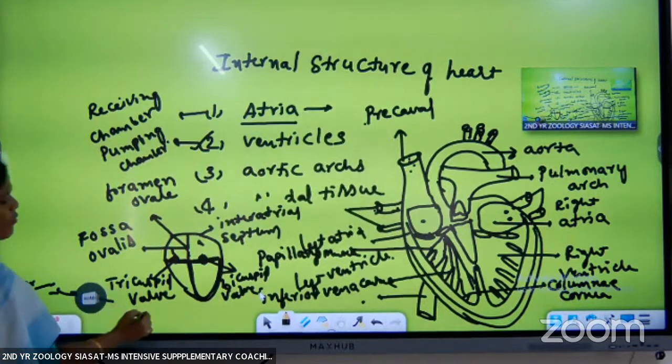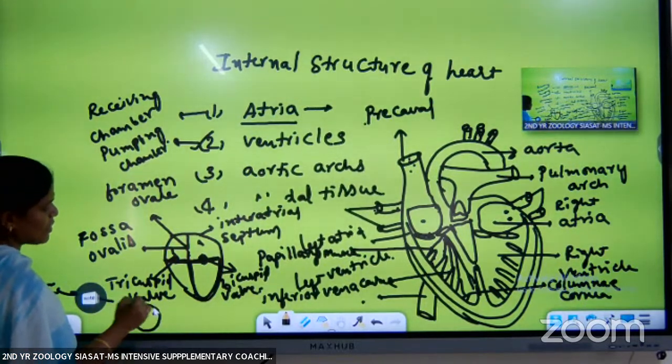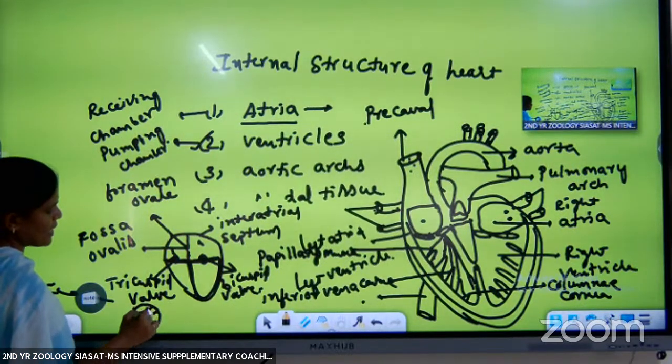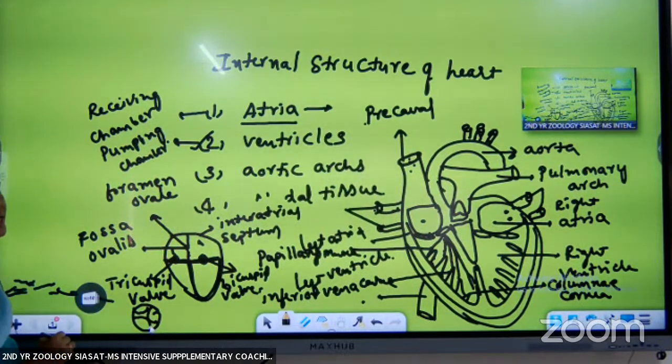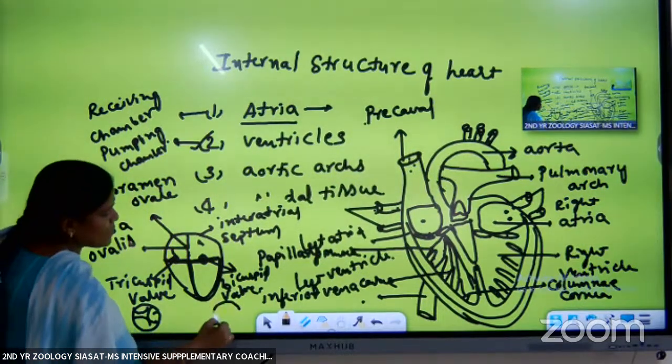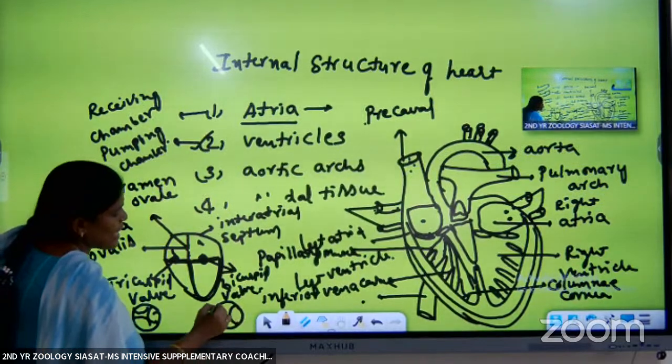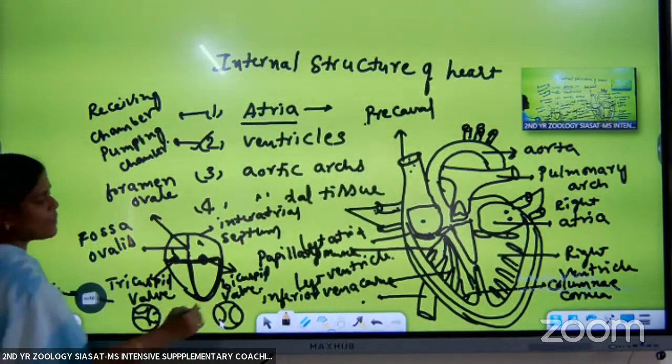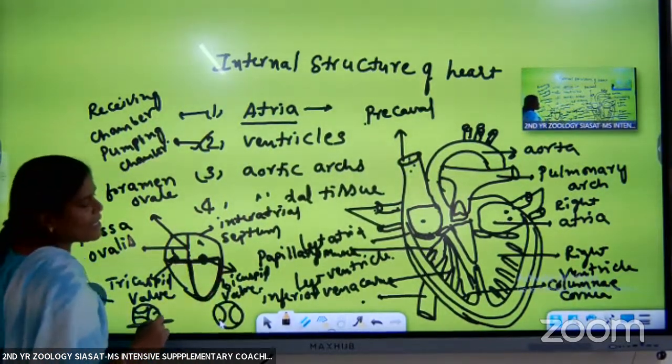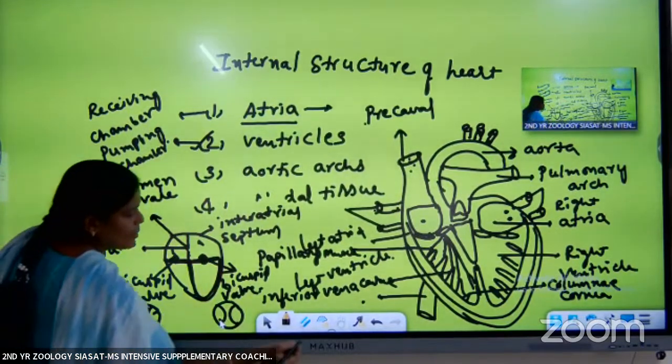Next, what about the tricuspid valve? The tricuspid valve has three cusps. It has cusp-like structures, that's why we call it a tricuspid valve. The bicuspid valve has only two cusps, that's why we call it a bicuspid valve. Another name for the bicuspid valve is the mitral valve.